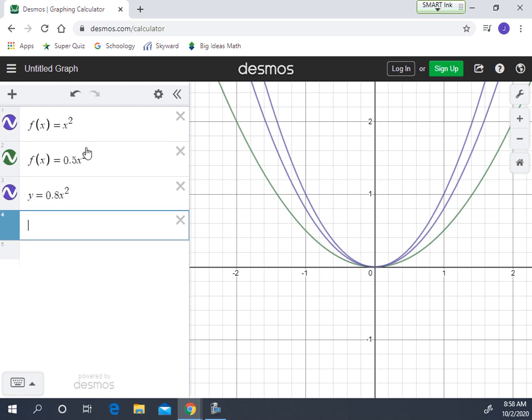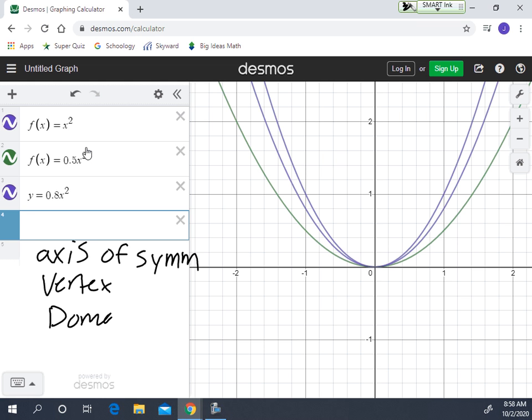Let's talk about axis of symmetry, vertex, domain, and range. Let's type in axis of symmetry, vertex, domain, and range. Now let's just have our base graph, f of x equals x squared.